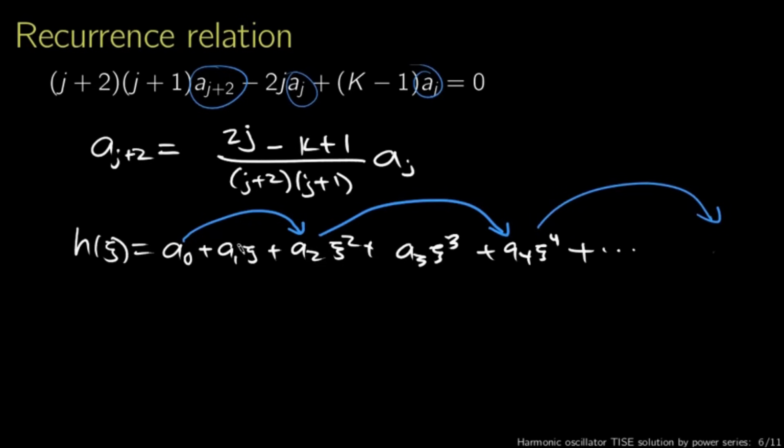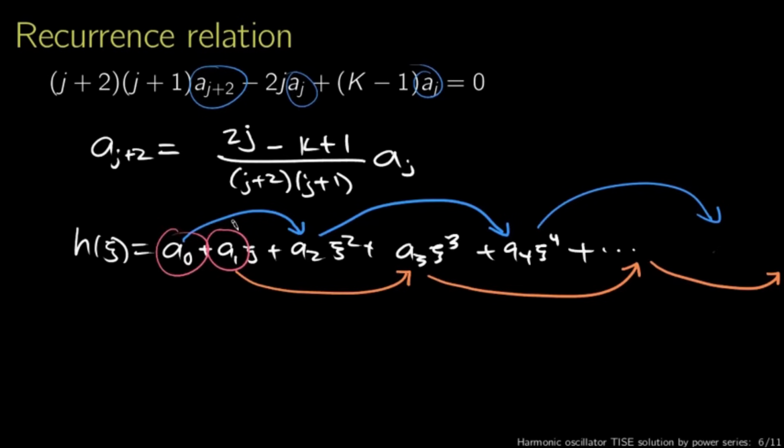The same holds for the odds. If I told you what a1 is, you could substitute j equals 1 in this and find a sub 3. If you knew a sub 3, you could find a sub 5. If you knew a sub 5, you could find a sub 7. So we effectively have these two chains of coefficients. If you know a0 and a1, you can find all of your coefficients in your power series solution to this ordinary differential equation. We have these two unknowns, a sub 0 and a sub 1, and those correspond to the two unknowns you have when solving any other second-order ordinary differential equation.